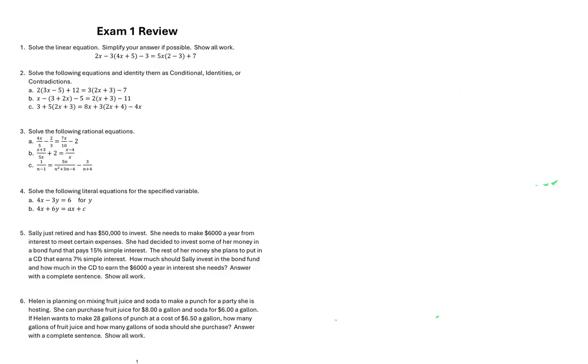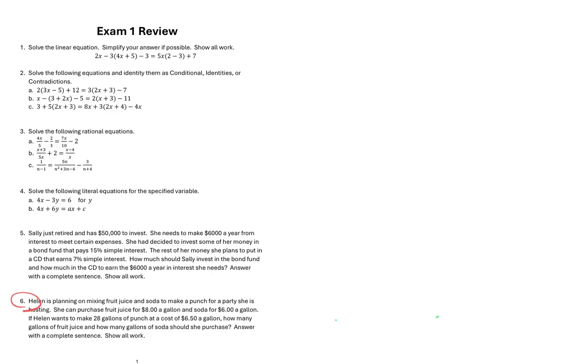Okay, let's take a look at number 6. Helen is planning on mixing fruit juice and soda to make a punch for a party she is hosting. She can purchase fruit juice for $8 a gallon and soda for $6 a gallon. If Helen wants to make 28 gallons of punch at a cost of $6.50 a gallon, how many gallons of fruit juice and how many gallons of soda should she purchase? Answer with a complete sentence and we'll show all of our work.